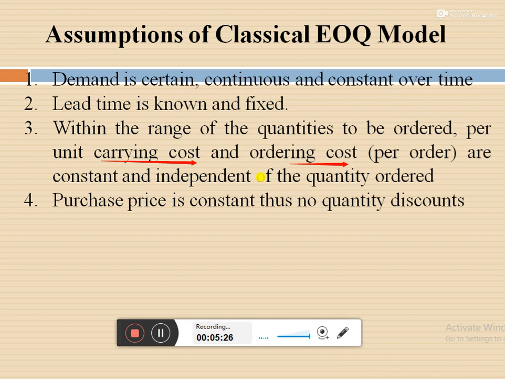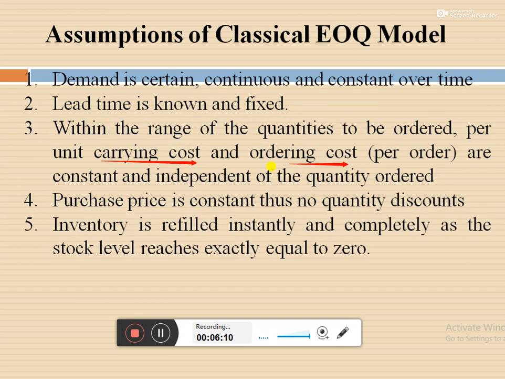The fourth assumption is that the purchase price is constant. It means there would be no quantity discounts available to the purchaser. Generally, in practical situations, we get some quantity discounts if the purchased amount is large. But in this model, we consider that there are no quantity discounts. You can place an order of 100 units or 1000 units or 100,000 units, but the purchase price would be constant.